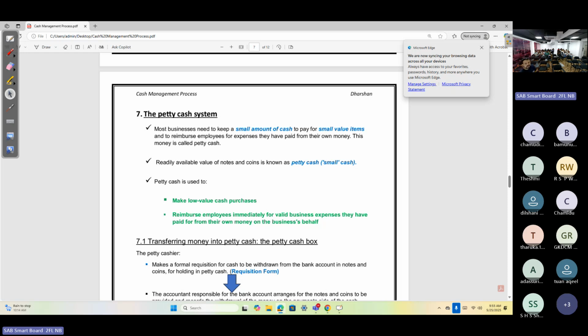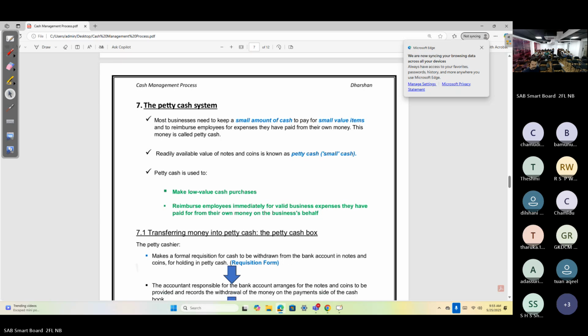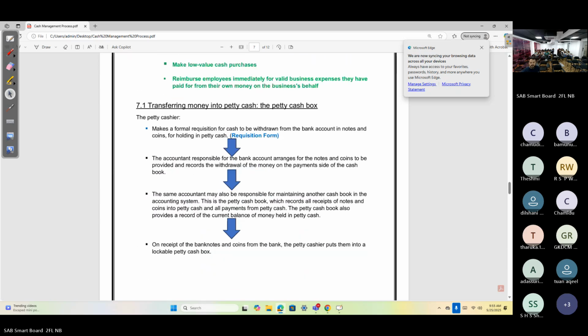This money is called petty cash. Readily available value in notes and coins is known as petty cash, small cash. Petty cash is used to make low value cash purchases and reimburse employees immediately for valid business expenses they have paid from their own money on the business's behalf. This is the process. In detailed version, I have given the whiteboard also.